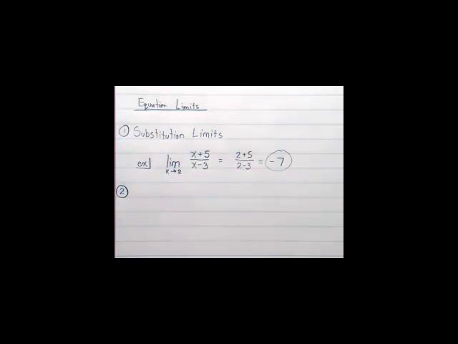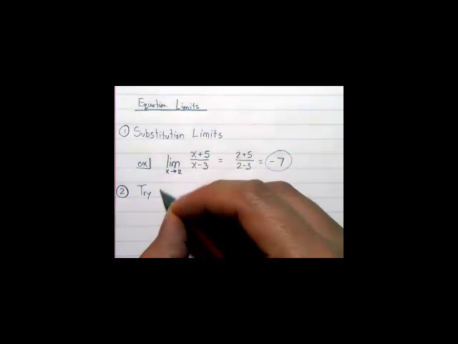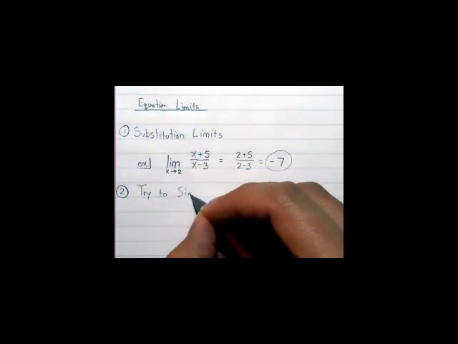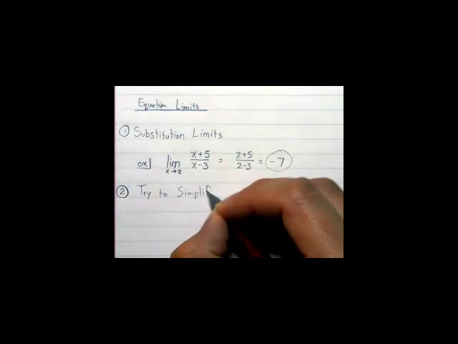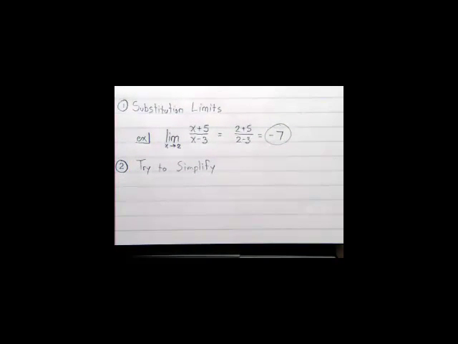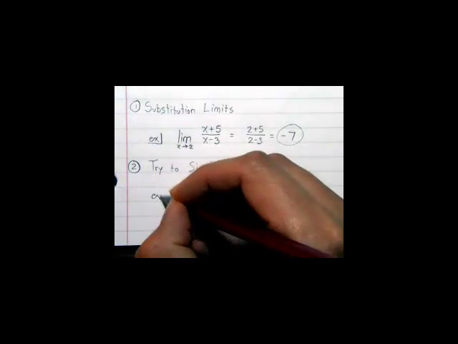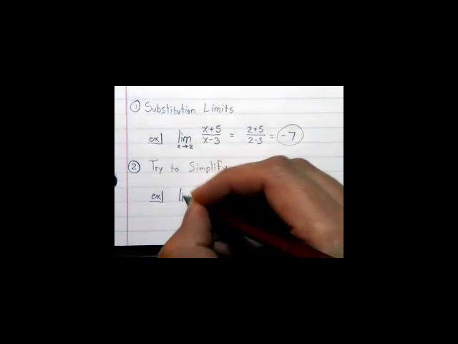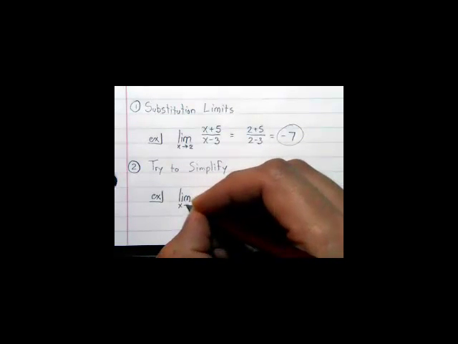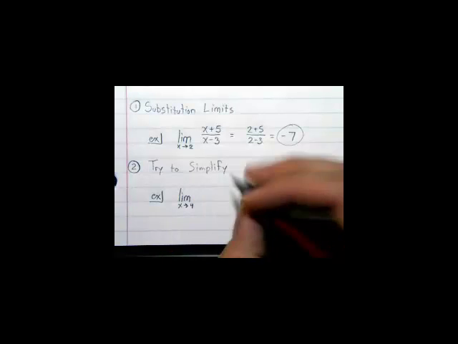We have some limit properties we're going to talk about, but before that, you might have to try to simplify what you have. And when we did all of that rate of change business with limits, this is what we were doing. This is the stage we were at, trying to simplify. So, to give you an example, let's say we've got the limit as x approaches, how about 4 this time?